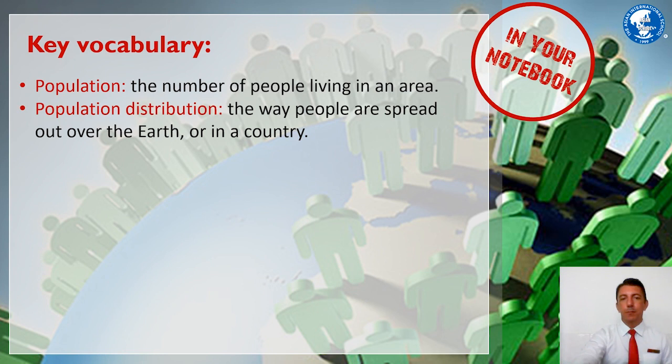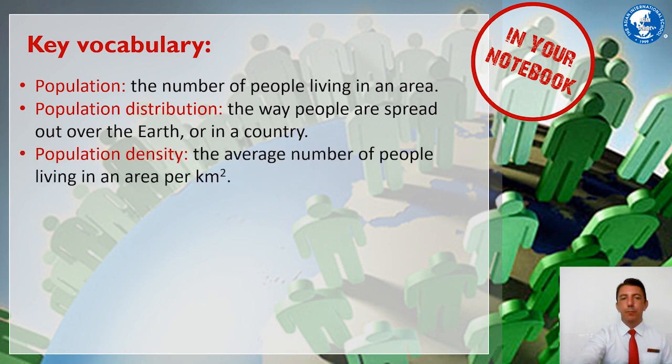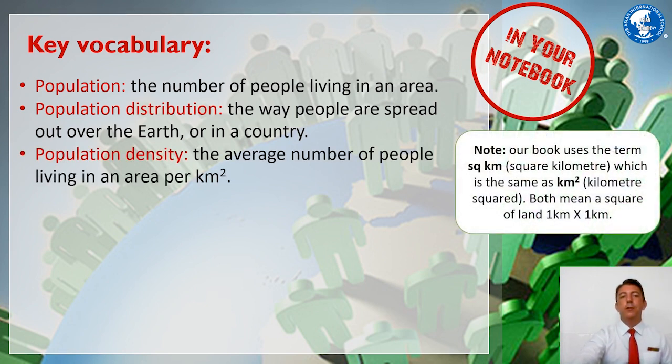Population distribution. This means the way people are spread out over the earth or in a country. Population density is the average number of people living in an area per square kilometer. Now, you'll see in our book, it uses the term SQKM. This means square kilometer, which is the same as km squared, or kilometer squared. So both mean a square of land 1 kilometer by 1 kilometer.